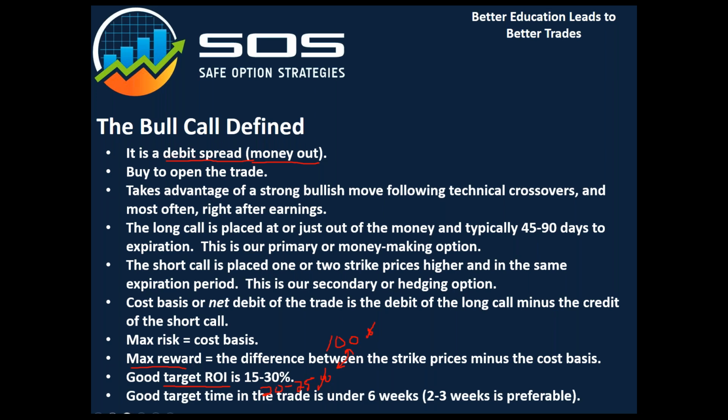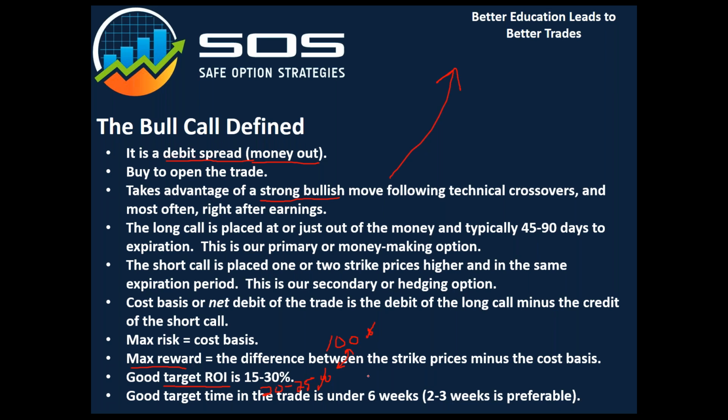Okay, a good target time in this trade is less than 6 weeks. And honestly, in a bull call spread, we are looking for strong bullish movement. We're looking for that quick pop up on the stock, a week or two of strong bullish movement. When we get into a bull call spread, the absolute best thing that could happen is we get that strong move to the upside, and we can find ourselves exiting that trade in 2 to 3 weeks.